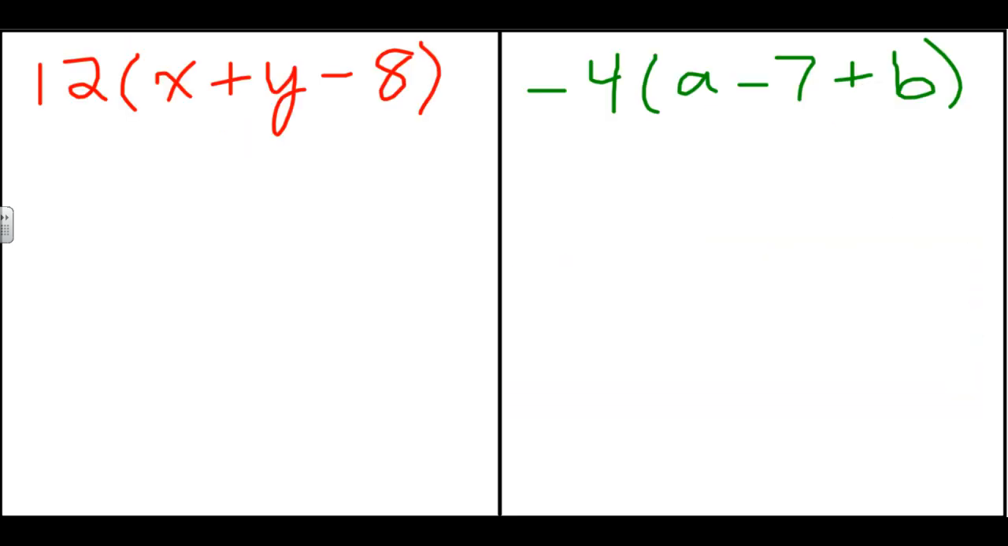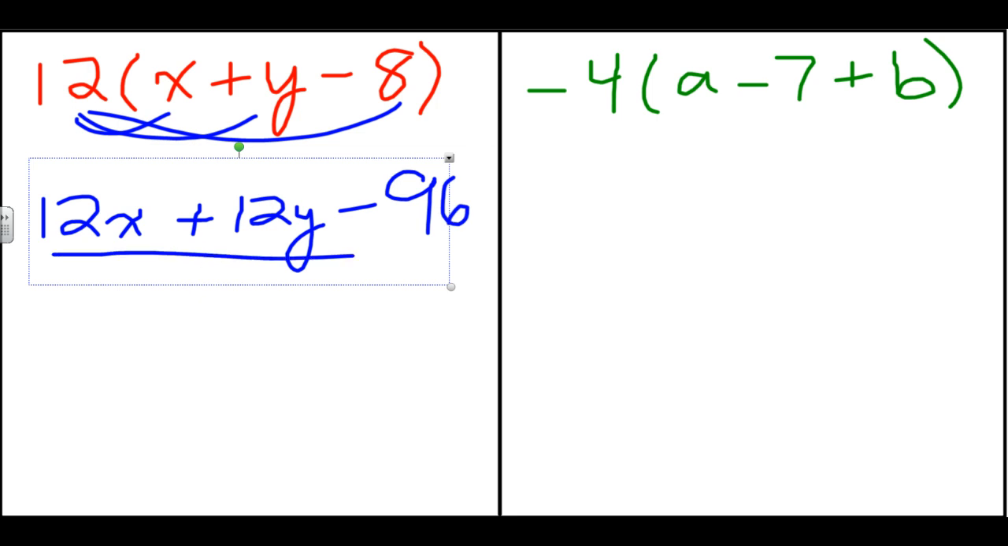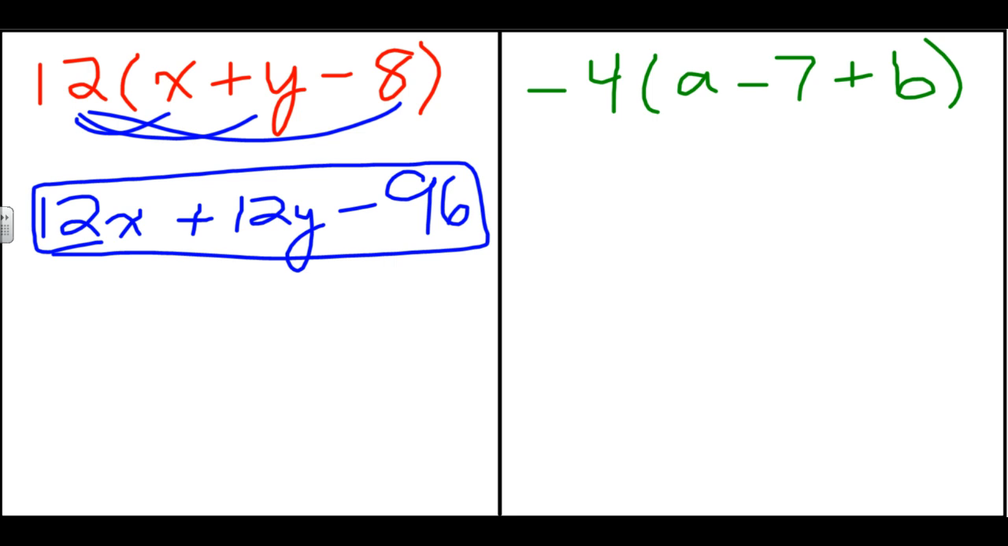And for our last two problems, here we go. 12 times x plus y minus 8, and negative 4 times a minus 7 plus b. So here we have 12 times x plus 12 times y minus 12 times 8, and 12 times 8 is 96. So this is the answer that we want: 12x plus 12y minus 96.